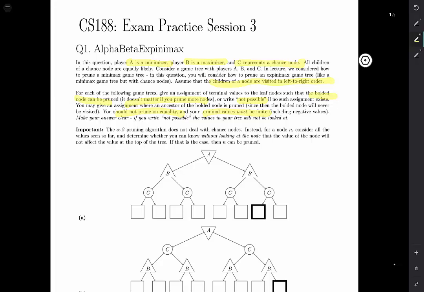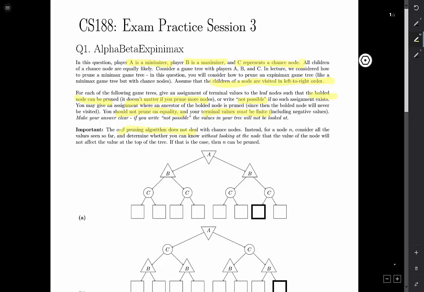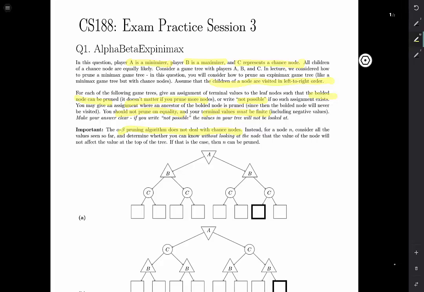As stated here, the alpha beta pruning algorithm cannot say anything about chance nodes because it is an exact pruning algorithm. And so instead we're going to have to see at what point can we guarantee the value of a node even though there are chance nodes in the tree.